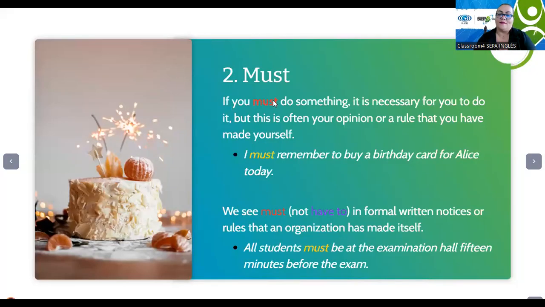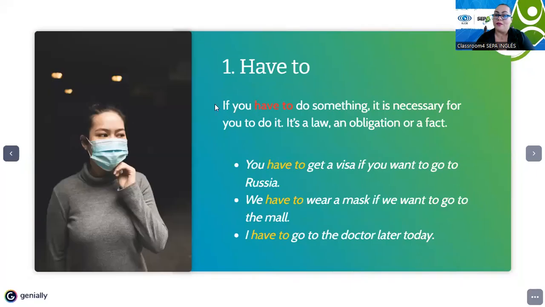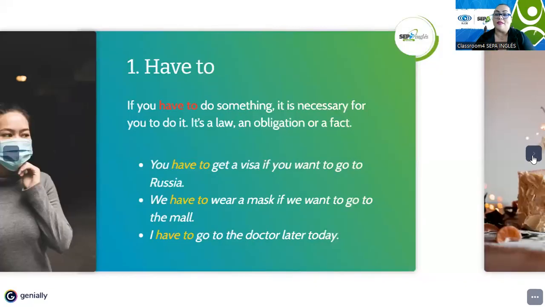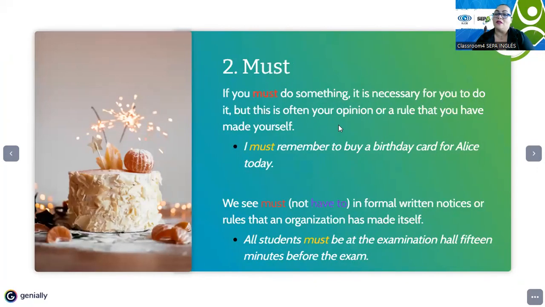If you must do something, it is necessary for you to do it. But this is often your opinion or a rule that you have made yourself. Remember, this is the difference that we have comparing with the other, have to. Have to is for law, but in the case of must, we are going to talk about something that is necessary but based in your opinion. A rule that you made yourself.